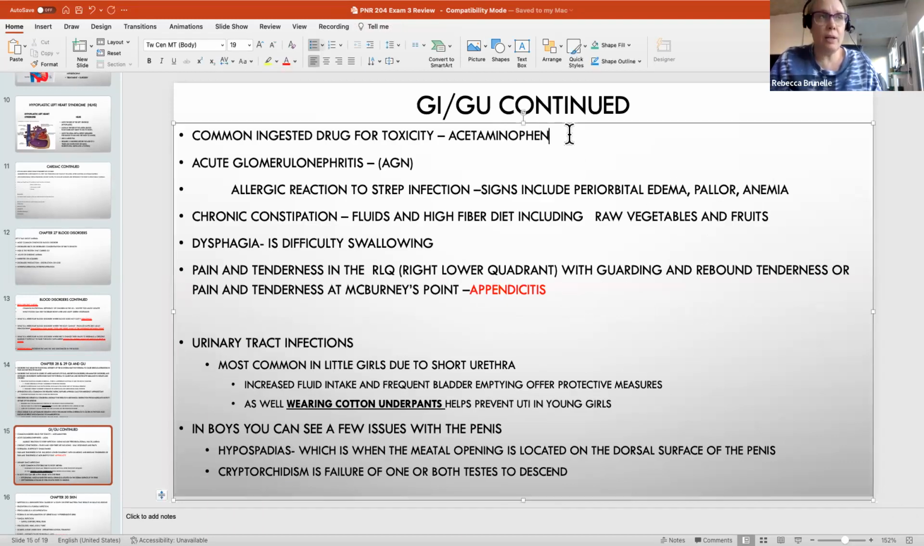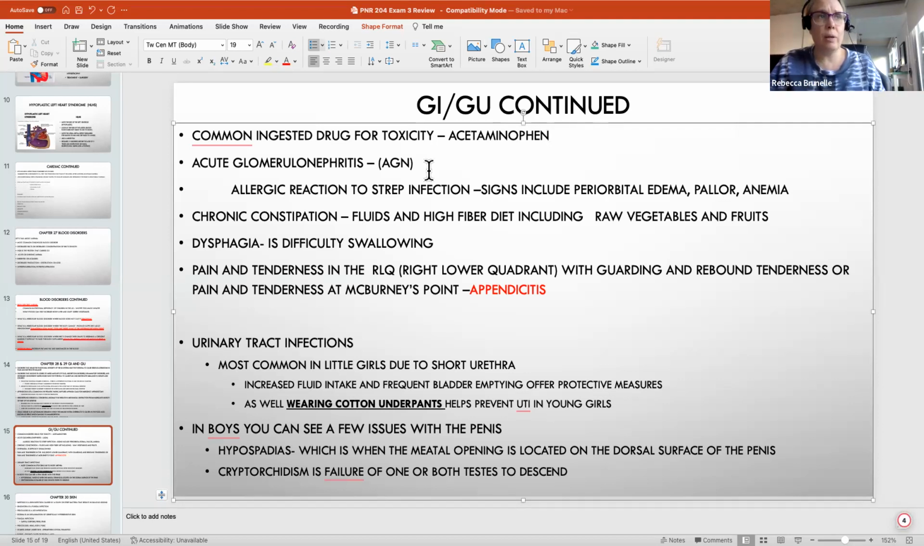So you do need to recognize that the most common ingested drug that causes toxicity is acetaminophen or Tylenol. People sometimes think because stuff is over the counter that it's not that dangerous. So you can get really sick with Tylenol ingestion. You can go into liver failure. You'll see it if you're working in a pediatric hospital, suicide attempts or kids get into stuff. The most common ingested drug for toxicity is acetaminophen.